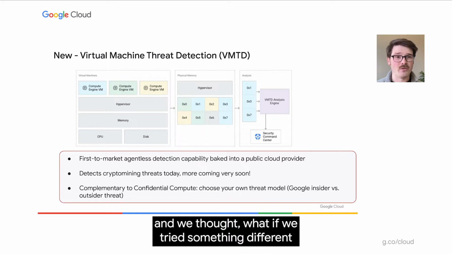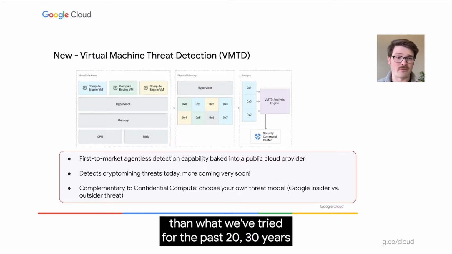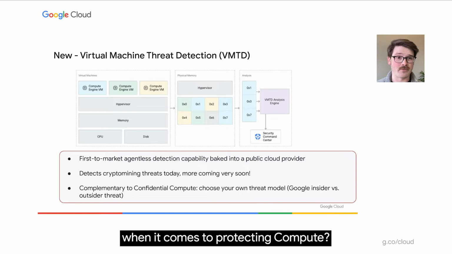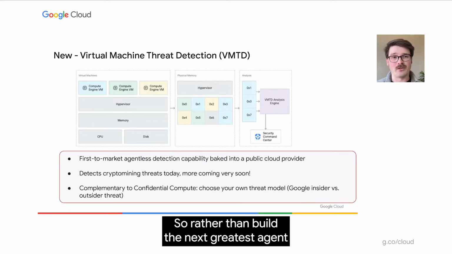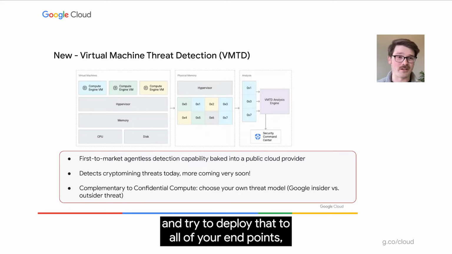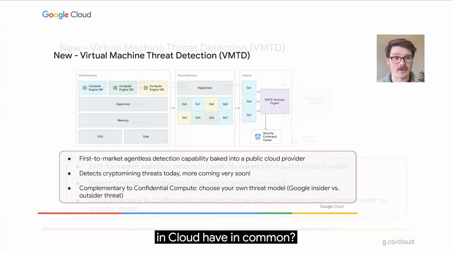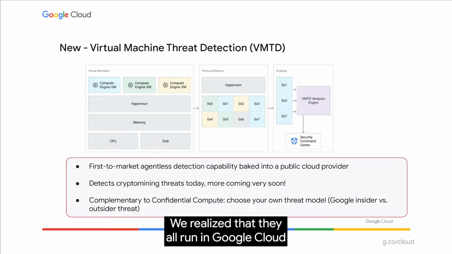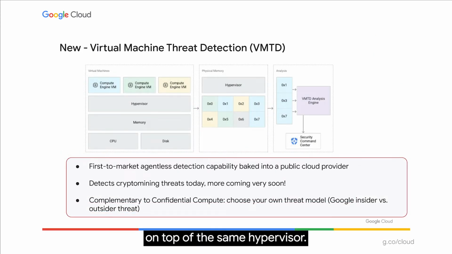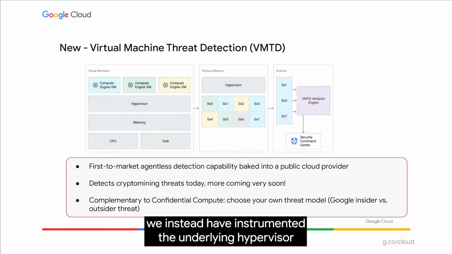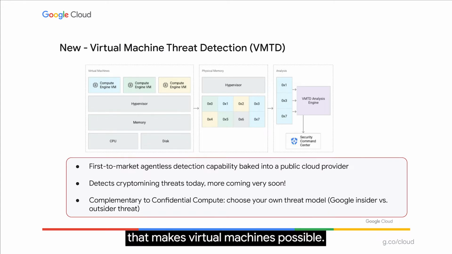And we thought, what if we tried something different than what we've tried for the past 20, 30 years when it comes to protecting compute? So rather than build the next greatest agent and try to deploy that to all of your endpoints, we took a step back and thought about what all of the compute instances in cloud have in common. We realized that they all run in Google Cloud on top of the same hypervisor. And so rather than try to embed agents into all of the virtual machines, we instead have instrumented the underlying hypervisor that makes virtual machines possible.